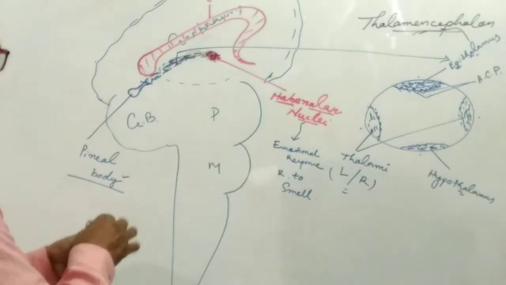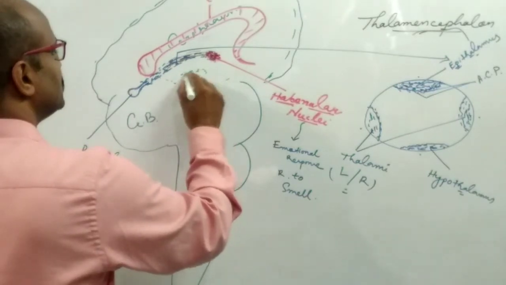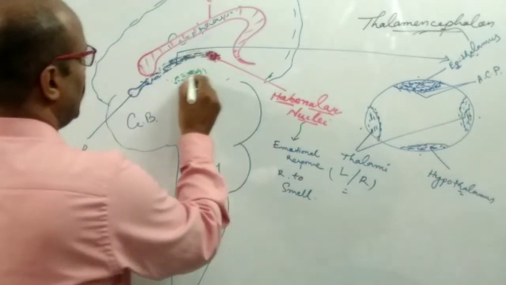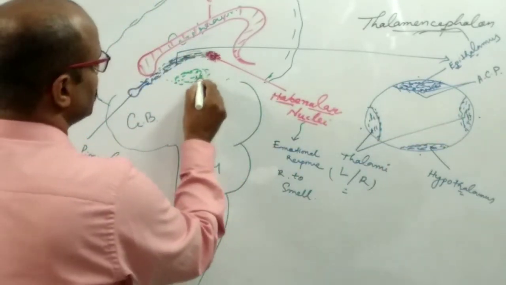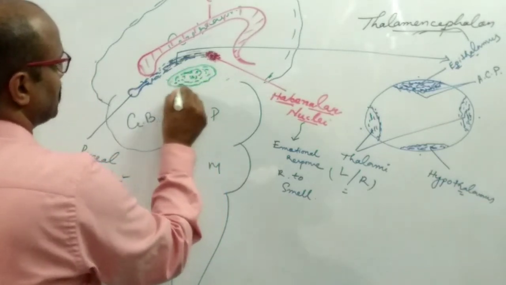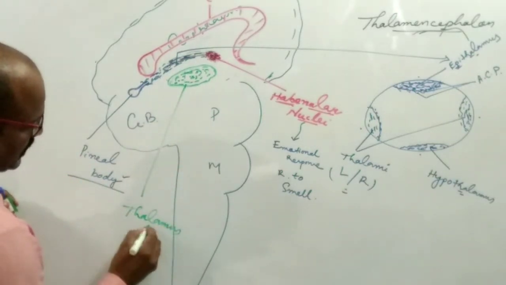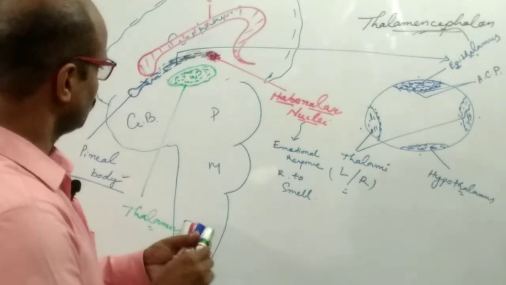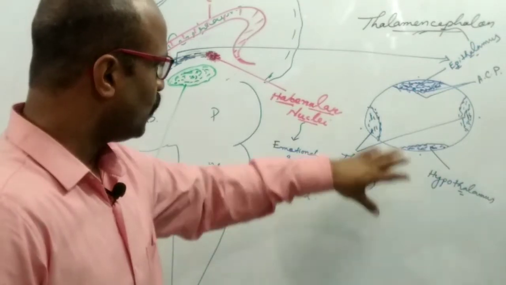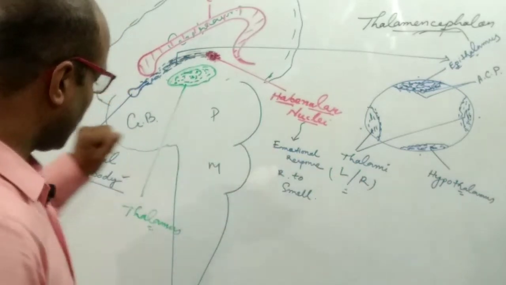Suppose that this is the wall of the third ventricle. The wall of the third ventricle forms the thalamus. The nuclear mass which forms the thalamus is present on both the right and left walls of the third ventricle. That's why they form the right and left thalami.